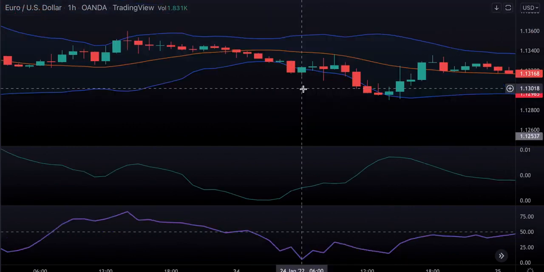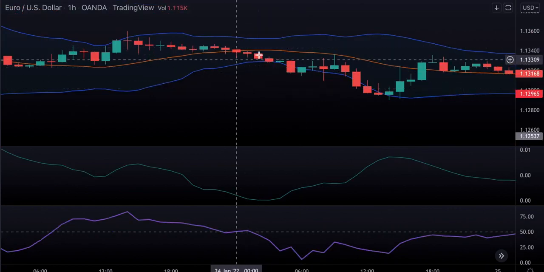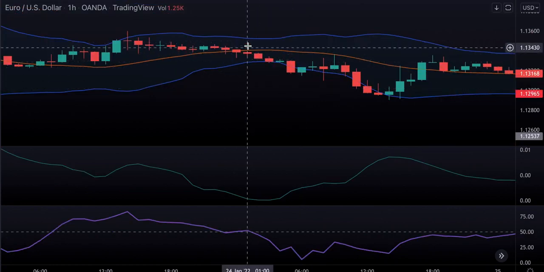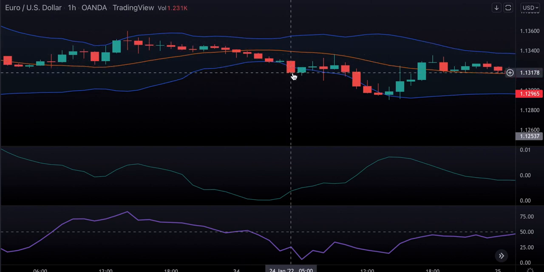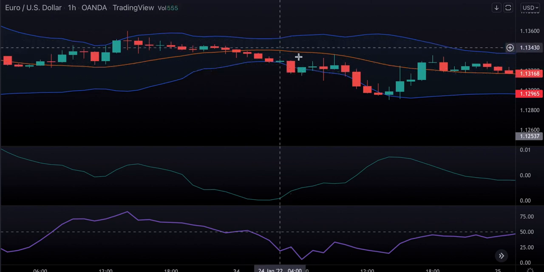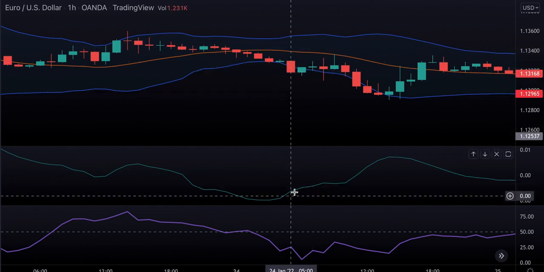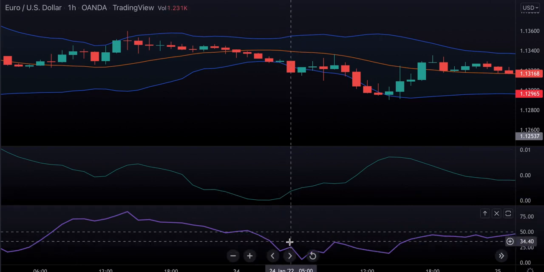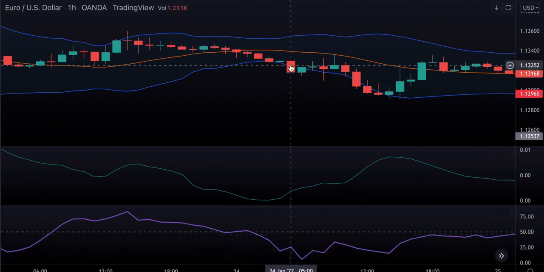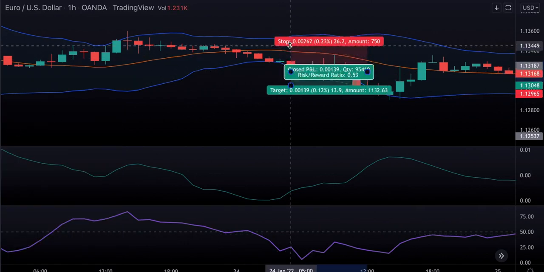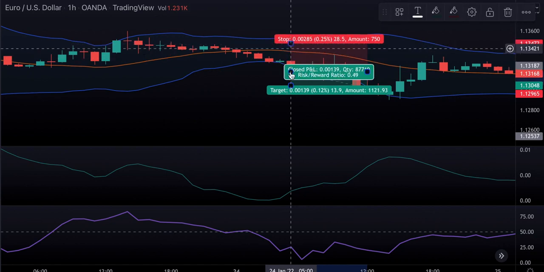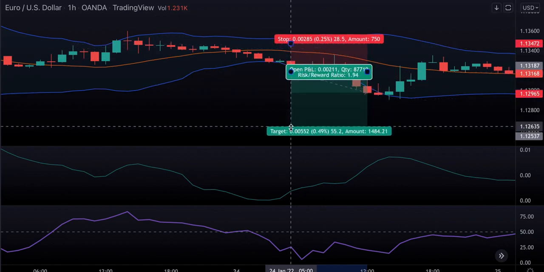Here is another example for a short trade. We see the market was ranging, the Bollinger Bands were really close to each other, and then once we had this breakout, this strong bearish candlestick that closed below the Bollinger Bands, and our line was pointing upwards as well, our Money Flow Index confirming the signal, the line is below 50, so this would be a valid signal for us to take a short position as well. Set our stop loss at the recent swing high and target 2 to 1 risk to reward.